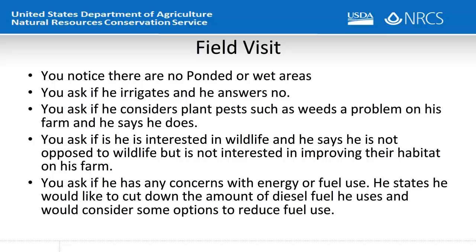You notice there are no ponded or wet areas in the fields. You ask if he irrigates, and he answers no. You ask if he considers plant pests such as weeds a problem on his farm, and he says he does. You ask if he is interested in wildlife, and he says he is not opposed to wildlife, but is not interested in improving their habitat on his farm.